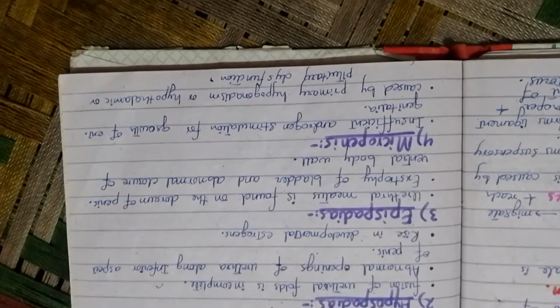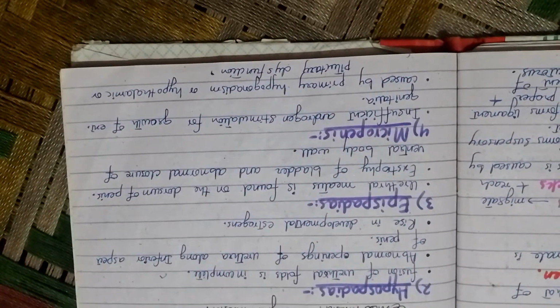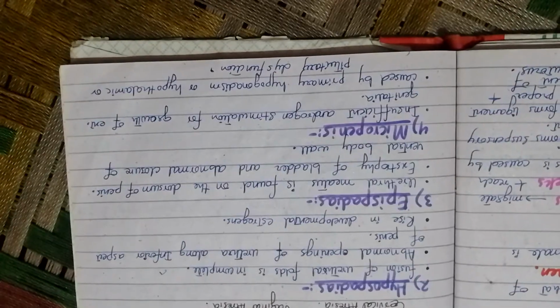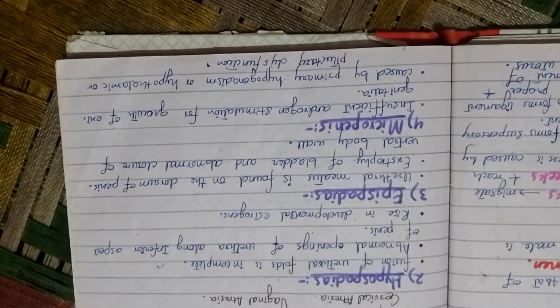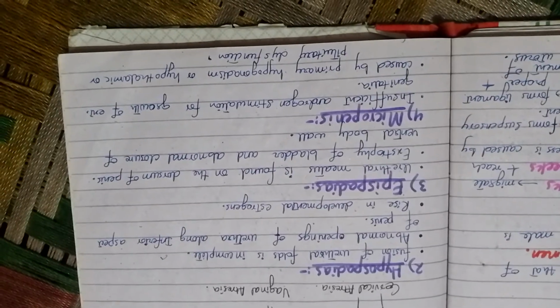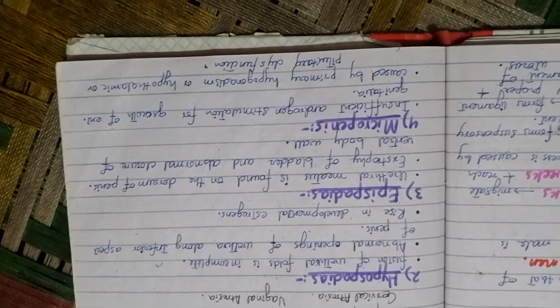It is also caused by primary hypogonadism or hypothalamic or pituitary dysfunction. When the hypothalamus and pituitary gland are not functioning properly and are not producing hormones properly, then micropenis is caused.